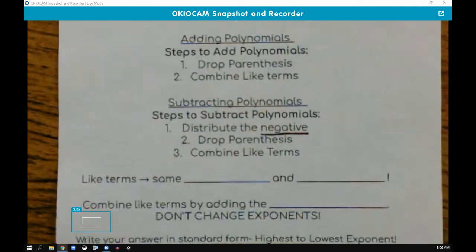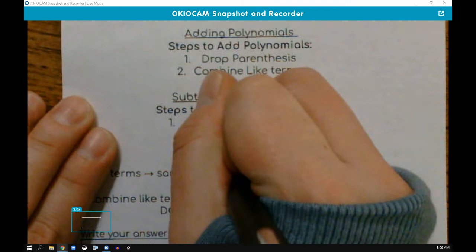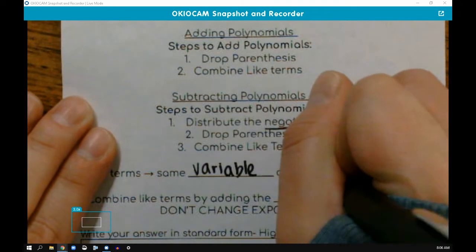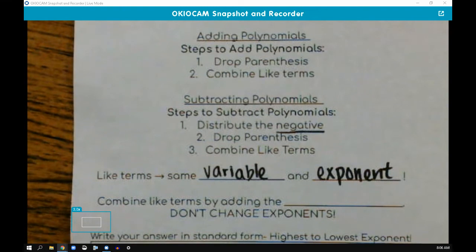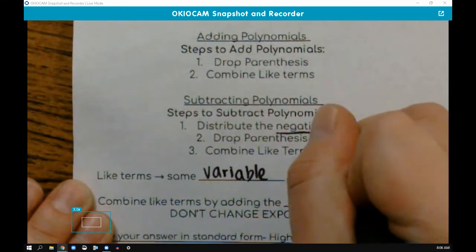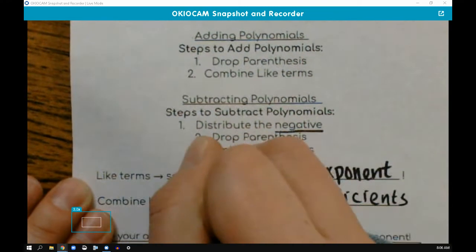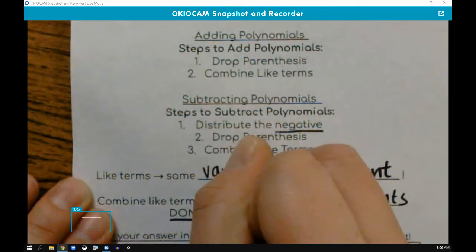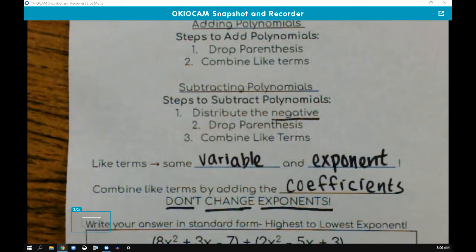Like terms, we did those in 6.1. Like terms have the same variable and exponent. We need to remember that when we combine like terms, we add the coefficients. We do not change the exponents when we are combining like terms. So some of you, when you are combining like terms at the end of multiplying, are making the mistake of changing your exponents. Don't change the exponents when you're adding and subtracting.